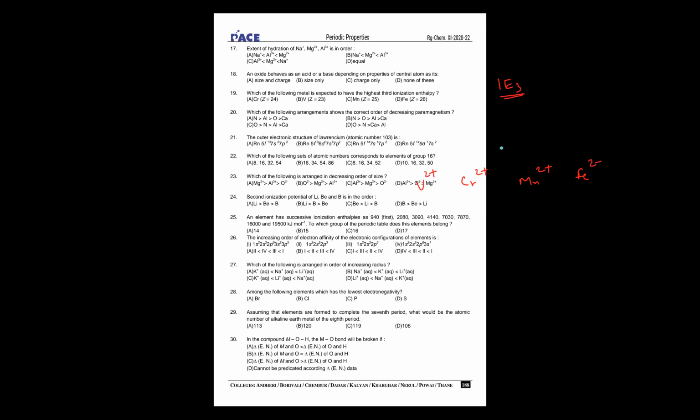We'll write the configurations. Mn2+ will be d5, this will be d4, this will be d3, and this will be d6. From left to right, ionization energy will increase, but manganese will have higher ionization energy than Fe because of the stable half-filled subshell. So IE3 का order आ जाएगा vanadium less than chromium less than Fe less than Mn. ठीक है? एक सेकेंड रुकना, समझा?